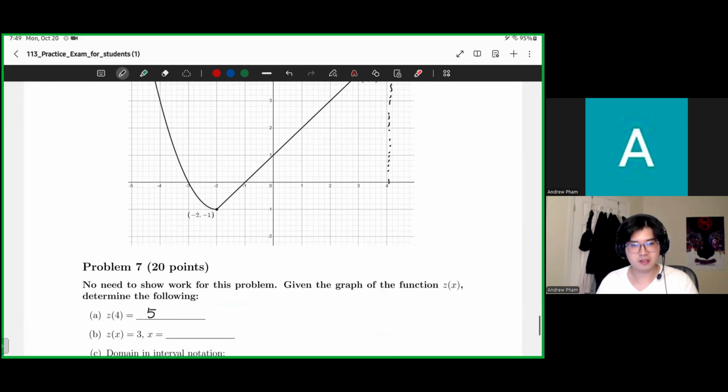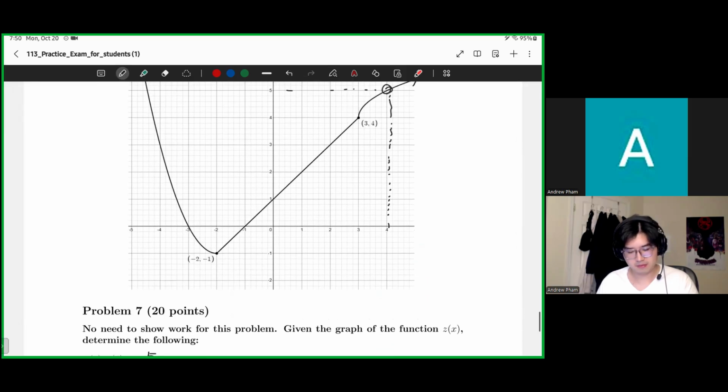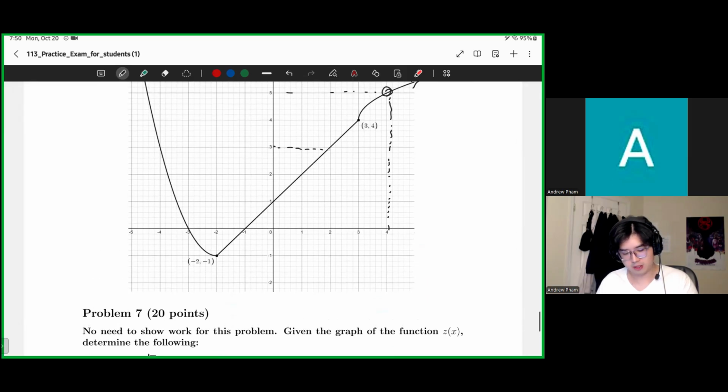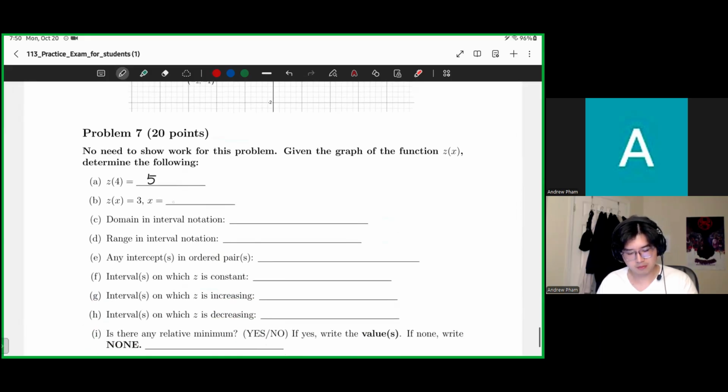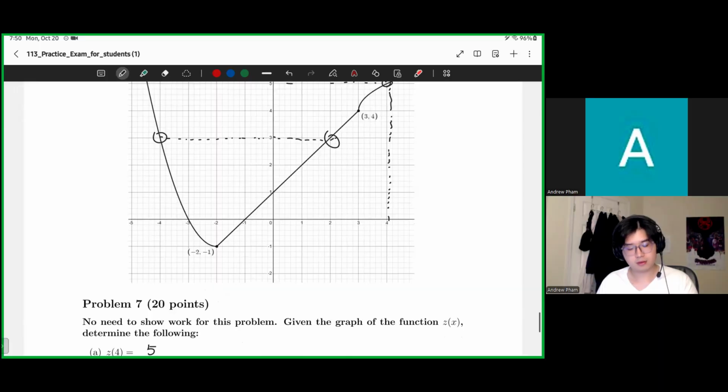On the other hand, if I think about it in reverse, I want to find when z is 3. So when the function is equal to 3, as in when y is 3, where is the x? I'm here and I'm here. So if I go down to the x values, that's going to be minus 4 and 2. Okay.